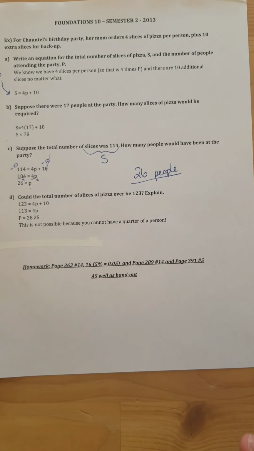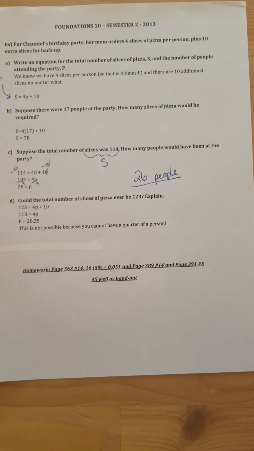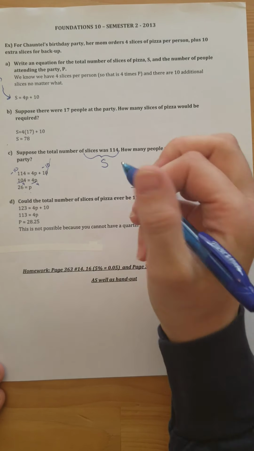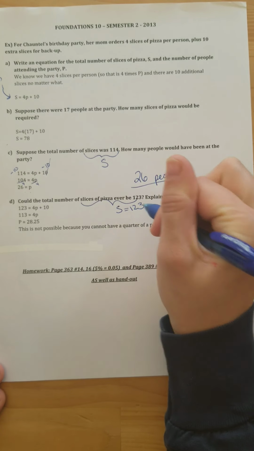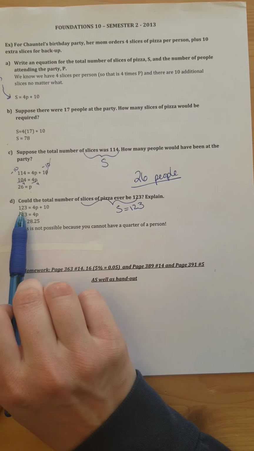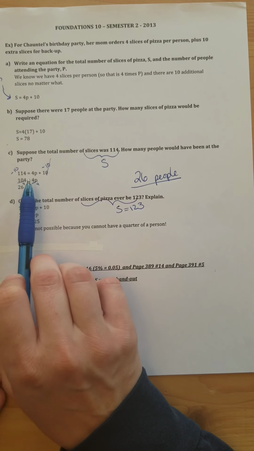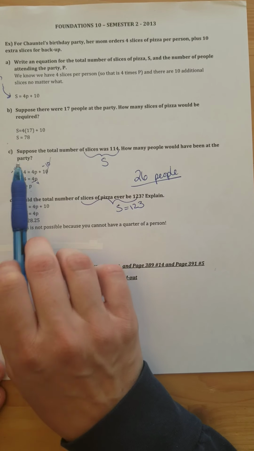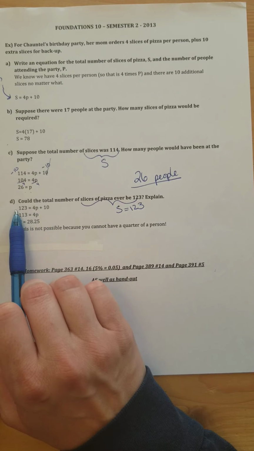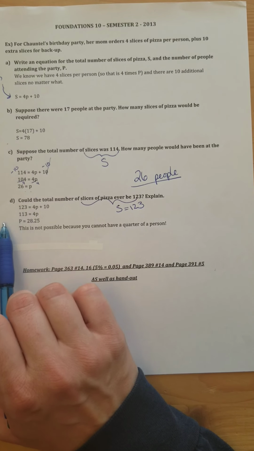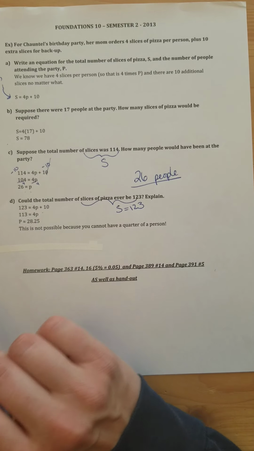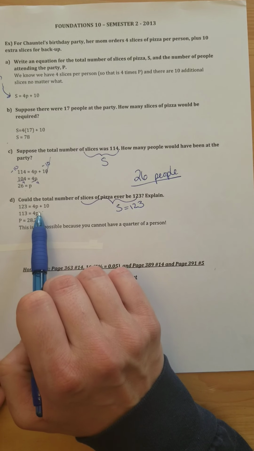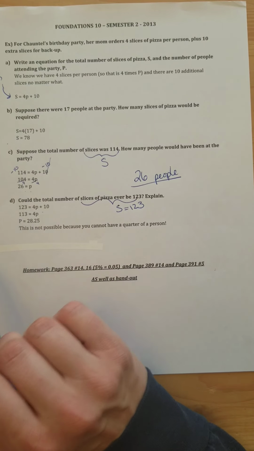Could the total number of slices of pizza ever be 123? Okay, so that means S, my total number of slices is 123. So we replace S with 123 again, just like we did in C, and we solve just like we did in C. Minus 10 to both sides, so 123 take away 10 is 113. And if I take away 10 here, they cancel, and I'm left with only 4P. Now I divide off that 4, so I get P all by itself.